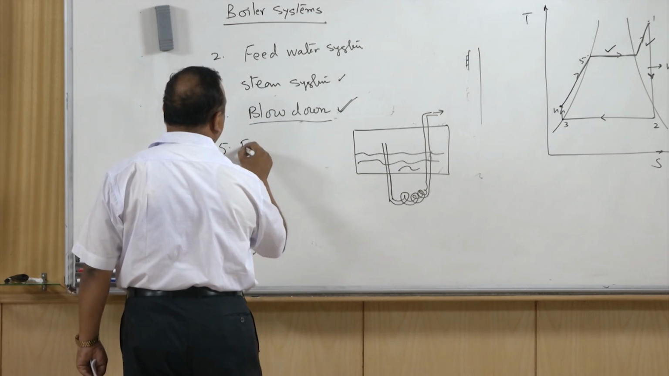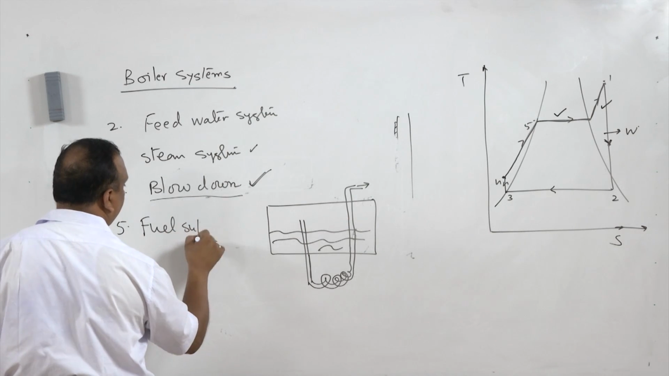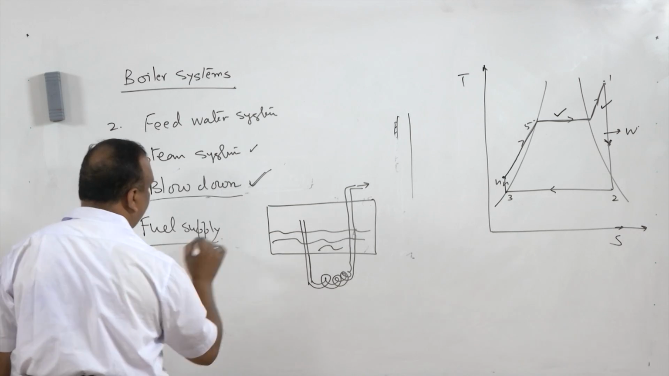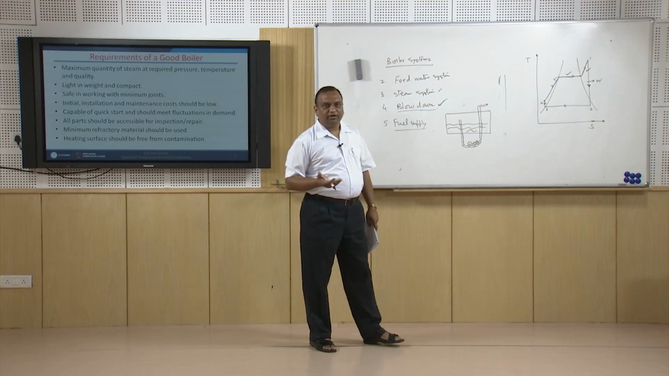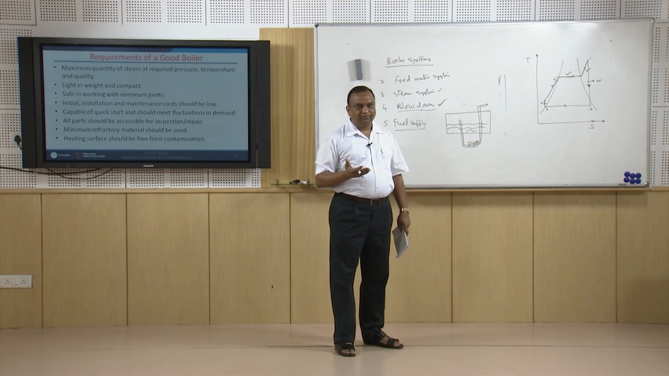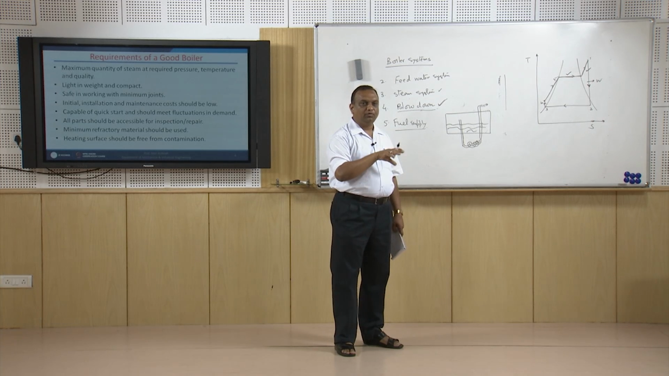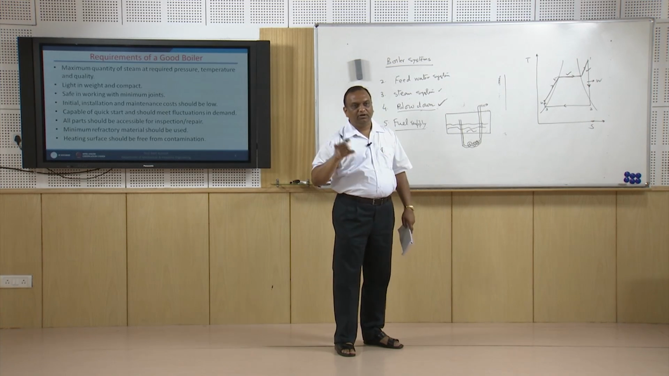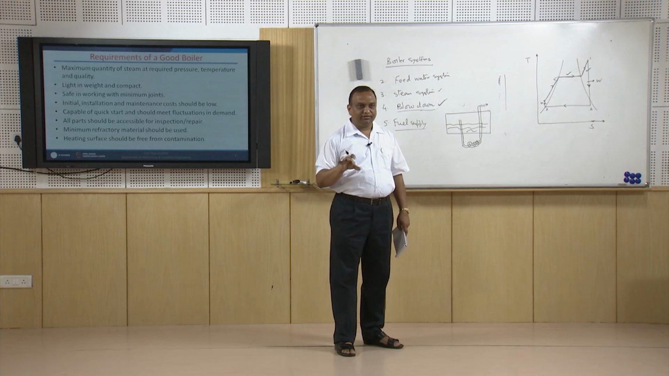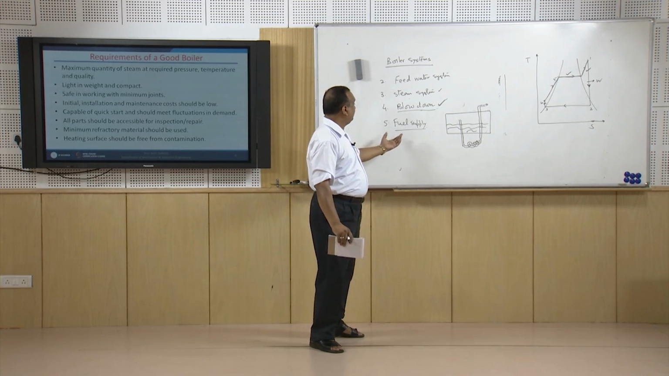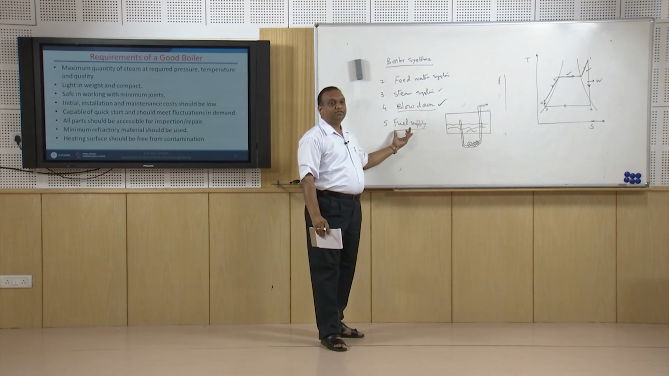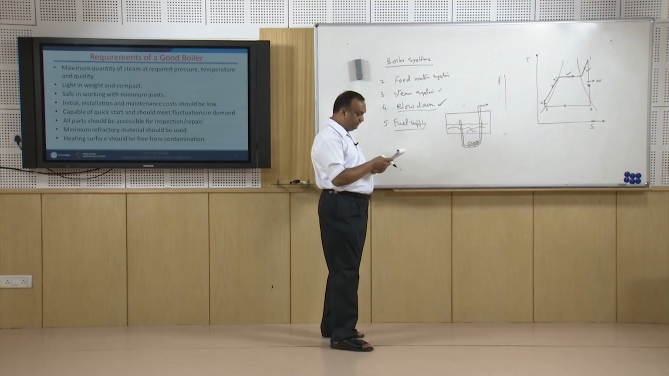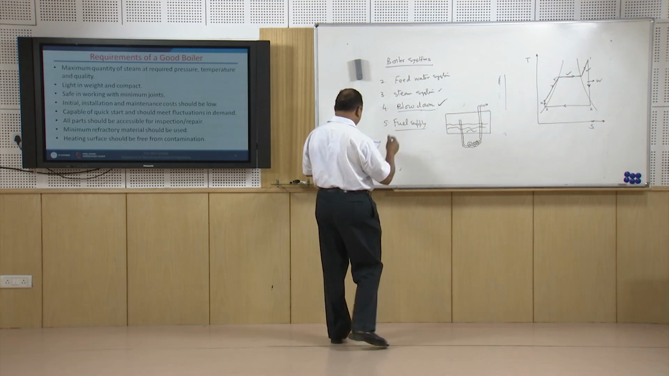Fifth is the fuel supply system, right. A boiler may use solid fuel, it may use liquid fuel. So, if it is a liquid fuel, there has to be a liquid fuel pump which will pump the liquid fuel into the furnace. If solid fuel has to be supplied, there are several arrangements for supplying the solid fuels also. So, this is also a part of the steam generation system.